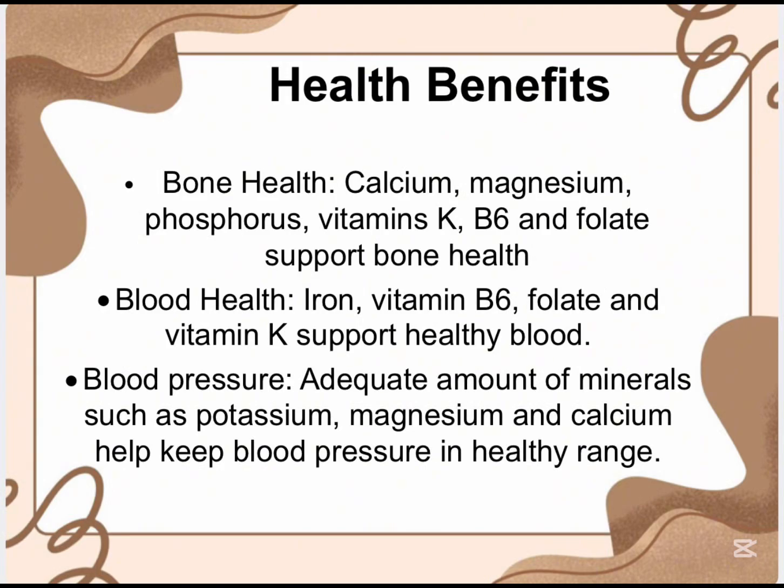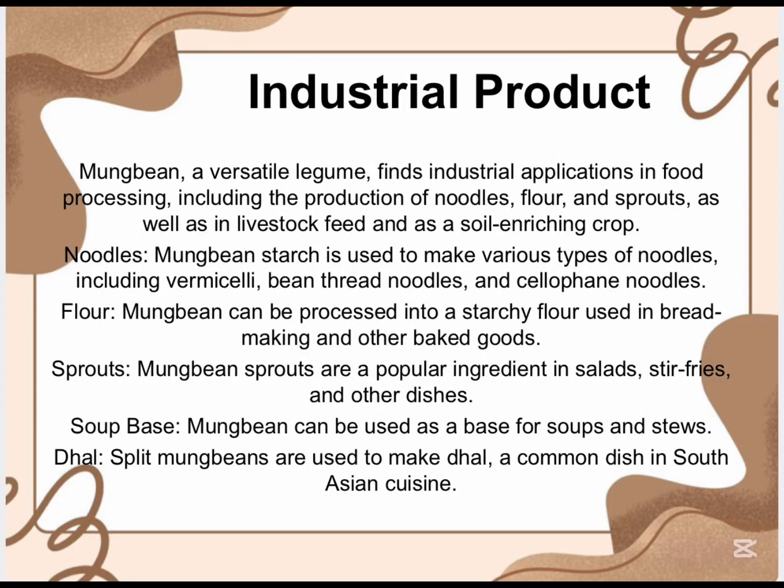Blood pressure. An adequate amount of minerals such as potassium, magnesium, and calcium helps keep blood pressure in a healthy range. Industrial product. Mung bean, a versatile legume, finds industrial application in food processing, including the production of noodles, flour, and sprouts, as well as in livestock feed and as a soil-enriching crop.